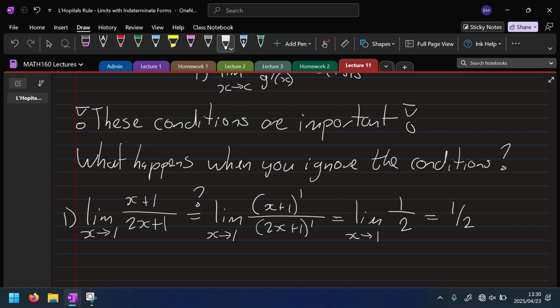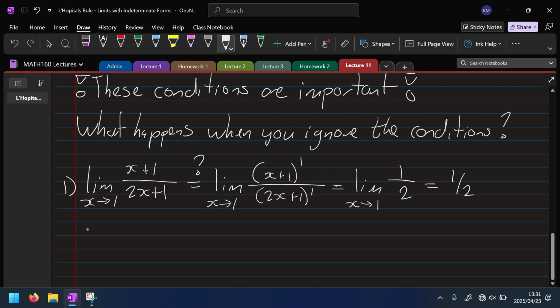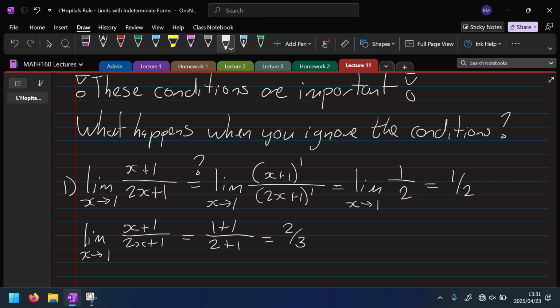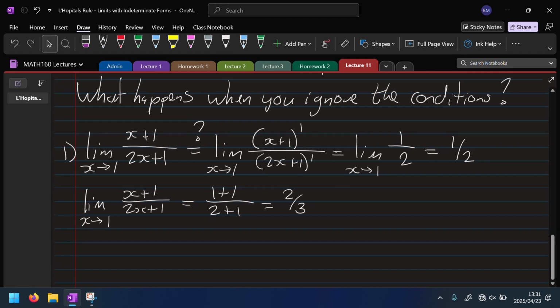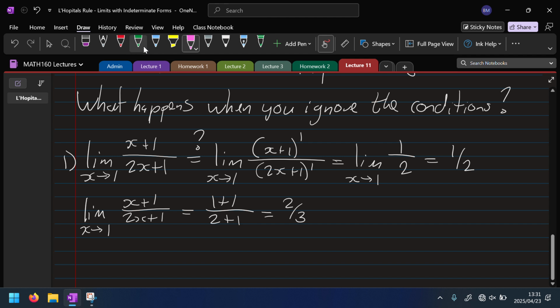Now that's wrong, because this limit, we can just substitute 1. There's no issues with asymptotes. There's no problem like that. So in fact, the limit as x goes to 1 of x plus 1 over 2x plus 1 is equal to 1 plus 1 over 2 plus 1. So that's 2 over 3. Now that's the correct answer. L'Hopital's rule in quotes, because we didn't check the conditions, gave us a half, which is wrong. Okay, so if you ignore condition 1, you're going to get the answer wrong. So here, please make sure you check condition 1.